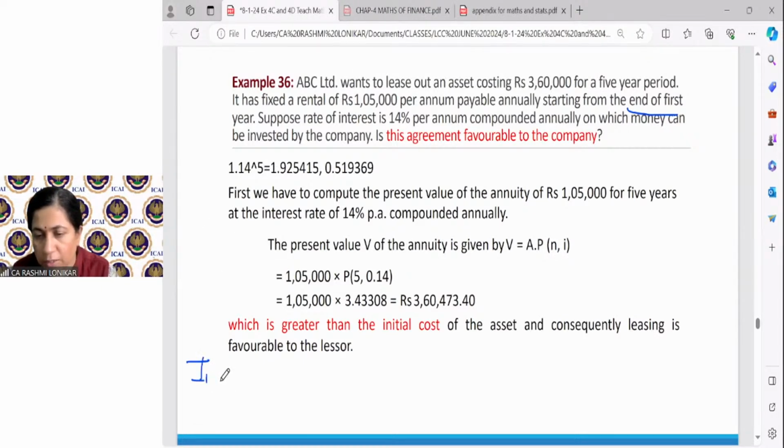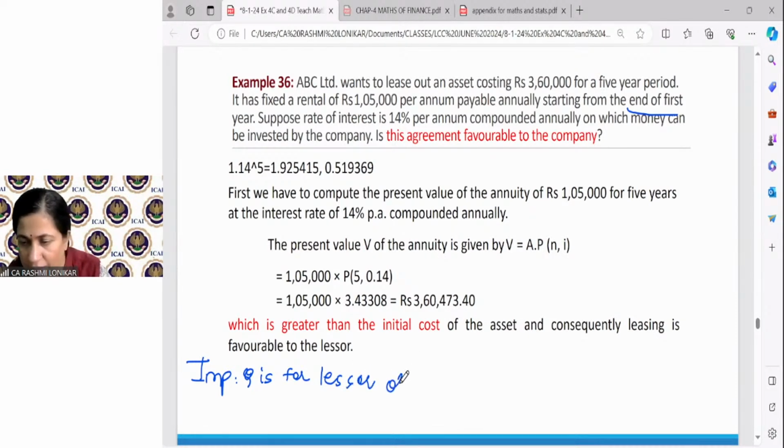So what is the important thing you have to see? See whether the question is for lessor or lessee. Who is the lessor? The one who has the machine is called the lessor, because he is the one giving it away, and he will be left with less. So he is the lessor. See whether the question is asked for the lessor or the lessee. Okay. So if it is asked for the lessor, fine. In this case, the agreement is favorable to the company. Okay. So it is for the lessor. So what happens? How much is my value? 3,60,000 is the value.